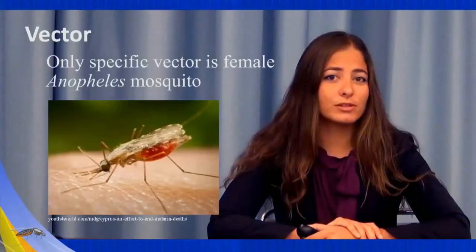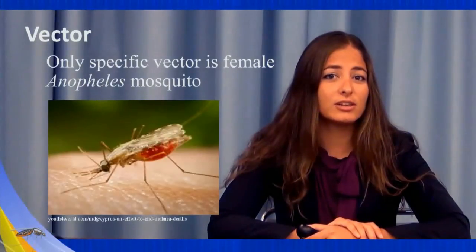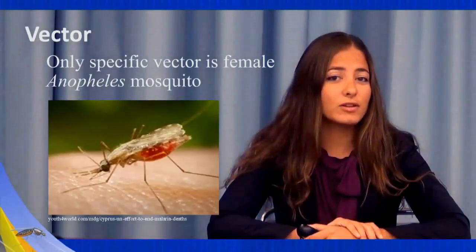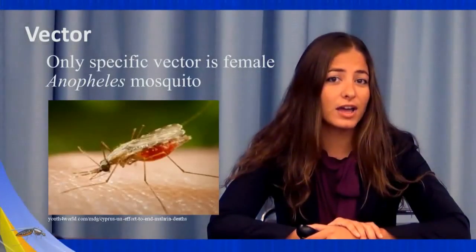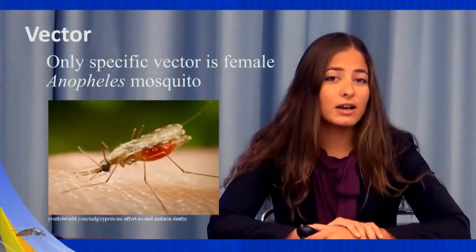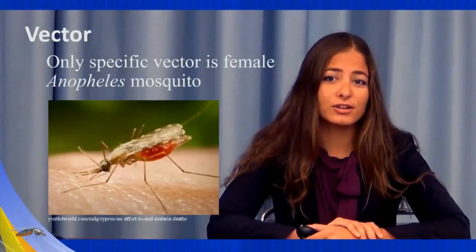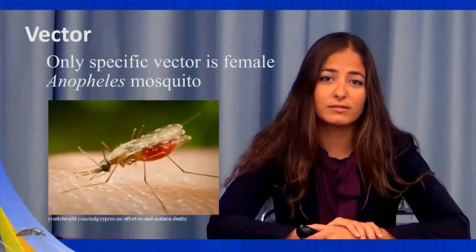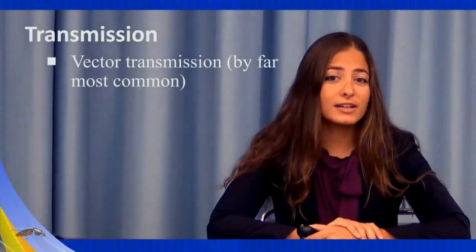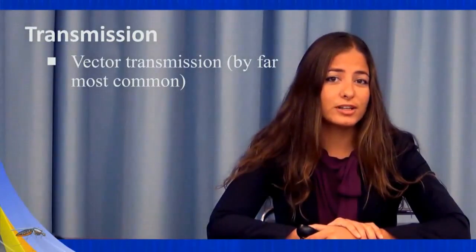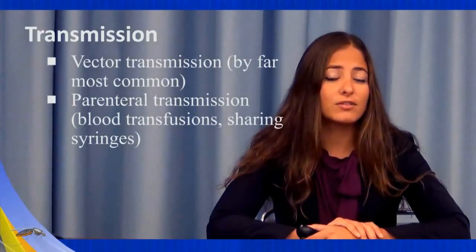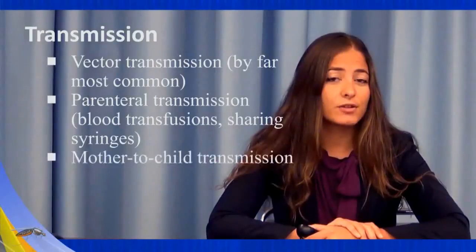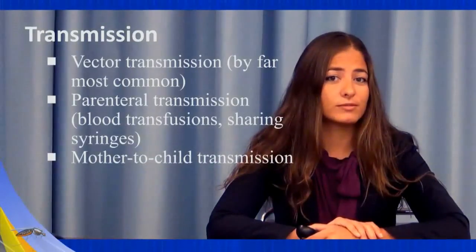Specific vectors for the malaria parasite are about 40 species of the genus Anopheles mosquitoes. Only females transmit the disease because they need a blood meal for the maturation of their eggs. Male Anopheles mosquitoes eat nectar and cause no harm to humans. As a blood contact disease, malaria can also be transmitted through routes such as blood transfusions and dirty syringes, although these cases are rare. Vertical transmission is also possible.